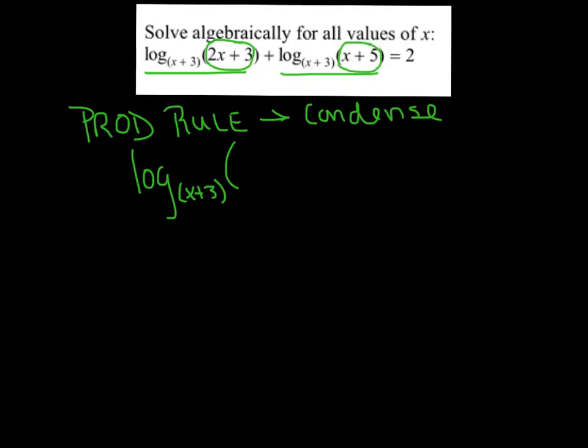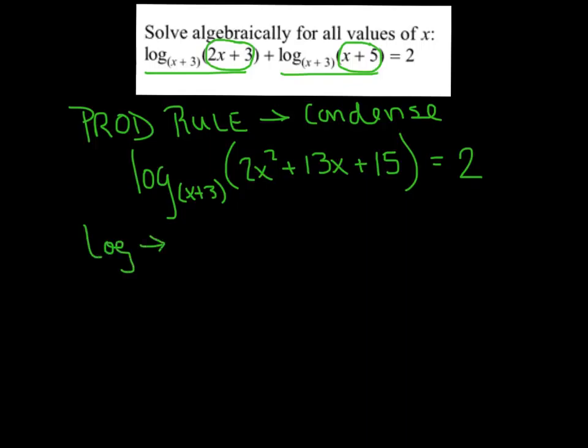So I'm going to do some foiling in my head. I'm going to get 2x squared, and my outer is 10x, inner is 3x for a grand total of 13x, and my last is going to be 15, and that's equal to 2. My next move here is I want to convert it from logarithmic into exponential. How do we do that? We use a method called around the world.